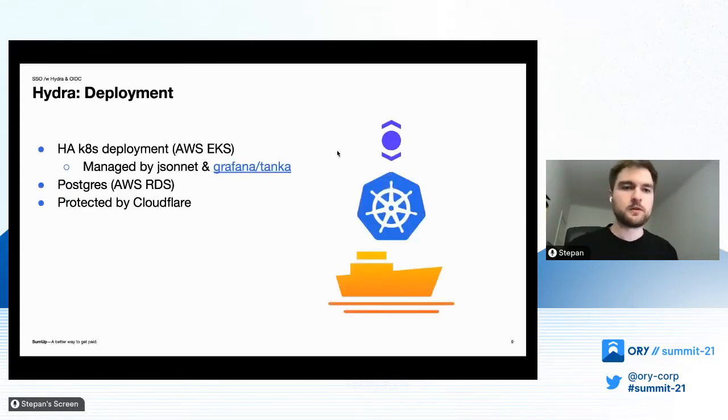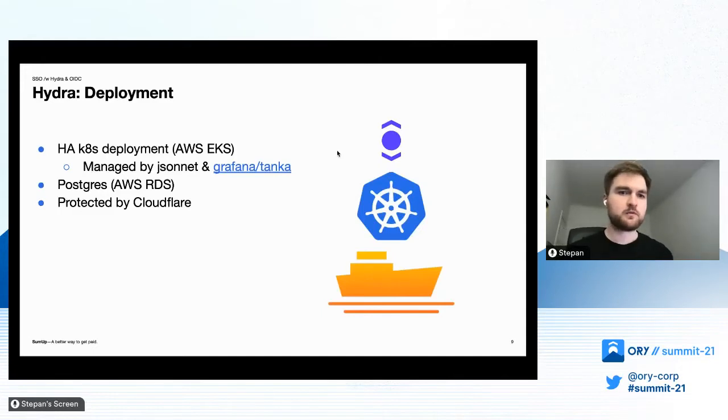The Hydra deployment is quite simple. It's a highly available Kubernetes deployment. We run in AWS EKS. It's managed by Jsonnet and Grafana Tanka. And this is a good alternative to Helm in the sense that it's just more flexible and less template-driven, and you can actually write code when bootstrapping your Kubernetes deployment.